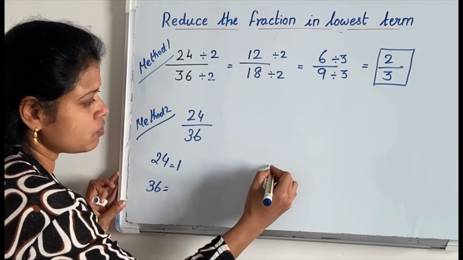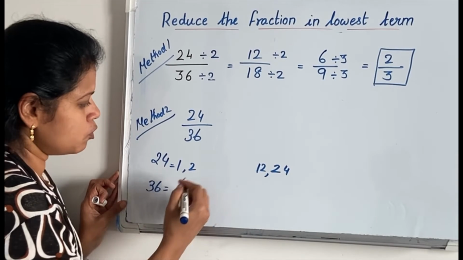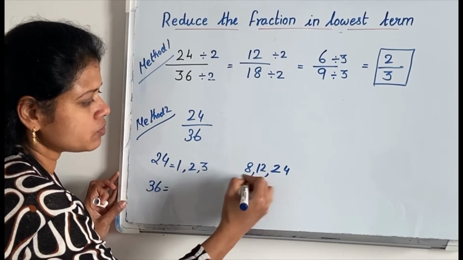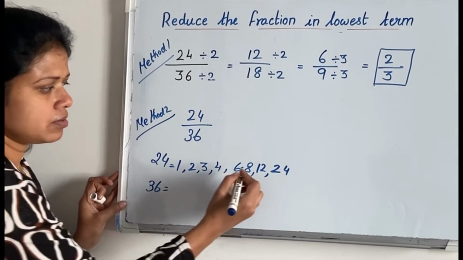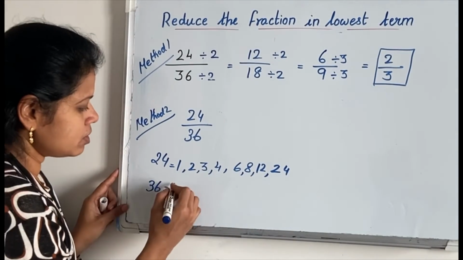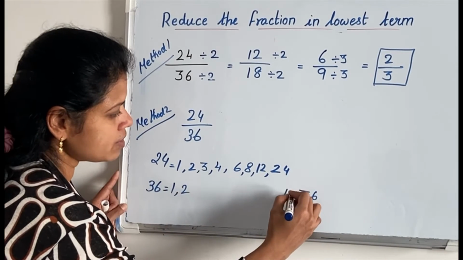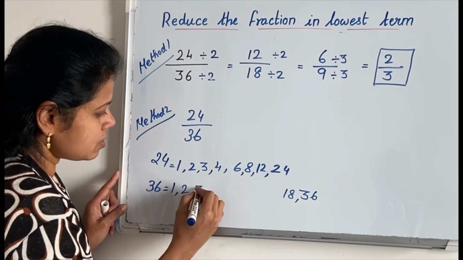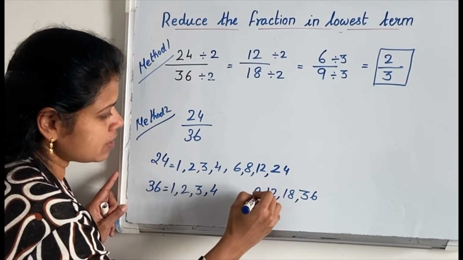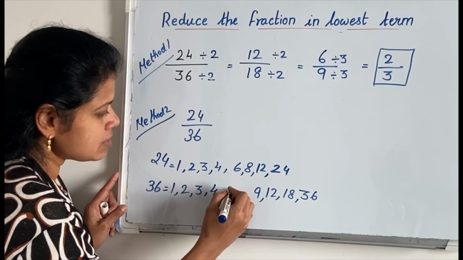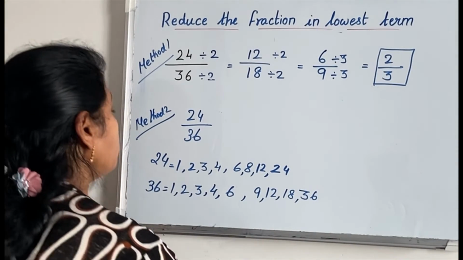Factors of 24: 1 times 24 is 24, 2 times 12 is 24, 3 times 8 is 24, 4 times 6 is 24. Then for 36: 1 times 36 is 36, 2 times 18 is 36, 3 times 12 is 36, 4 times 9 is 36, and 6 times 6 is 36.